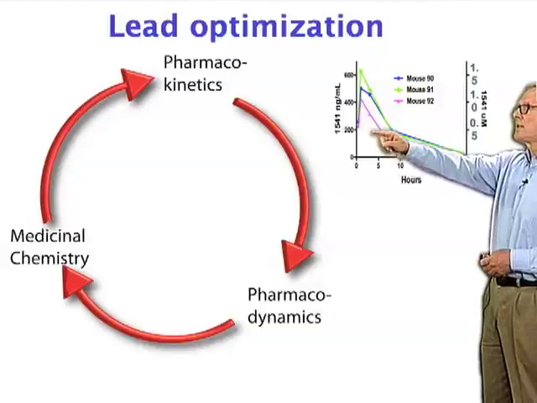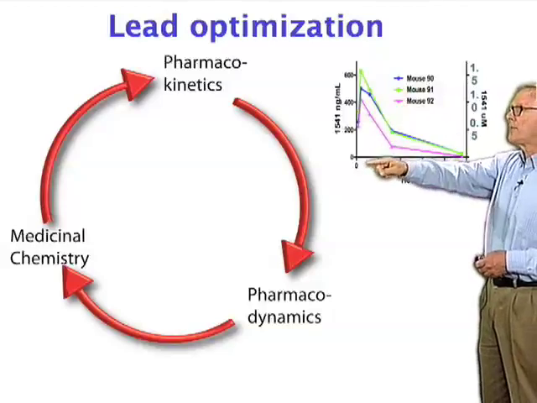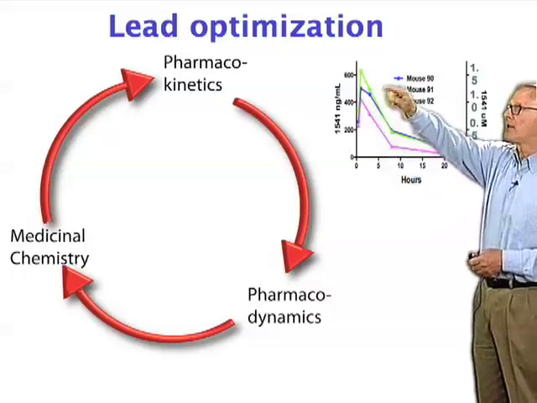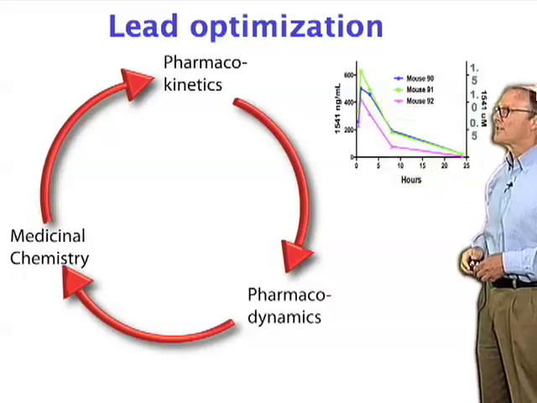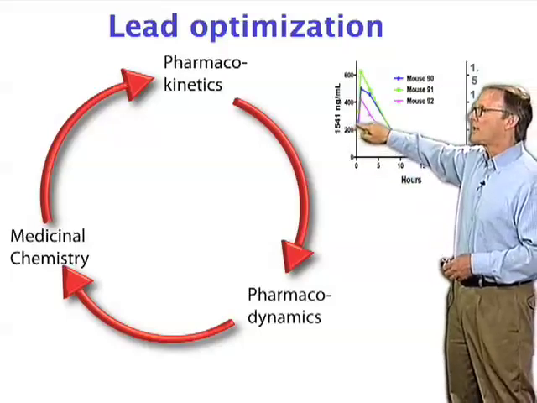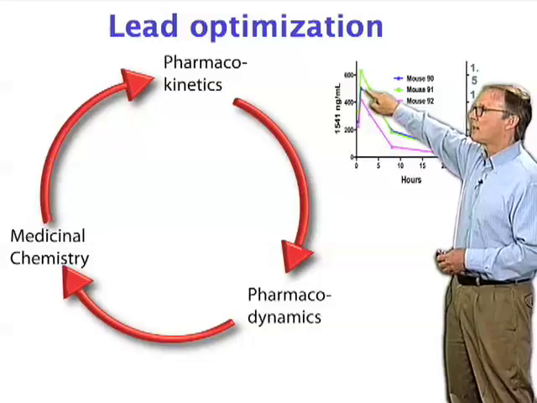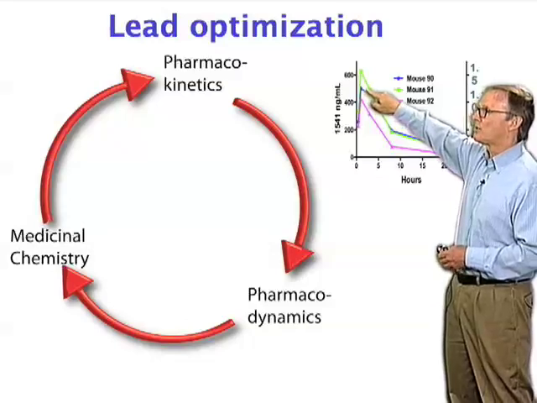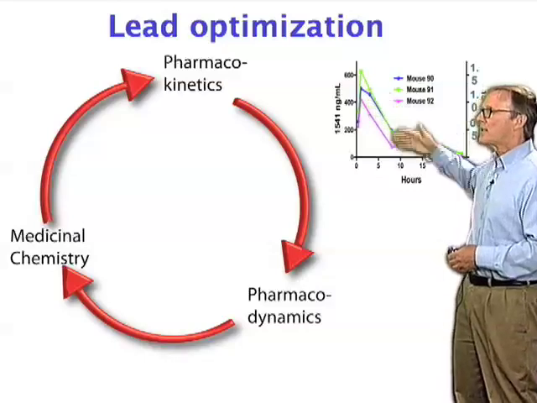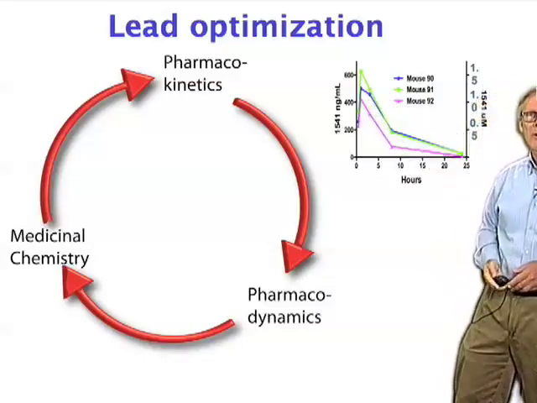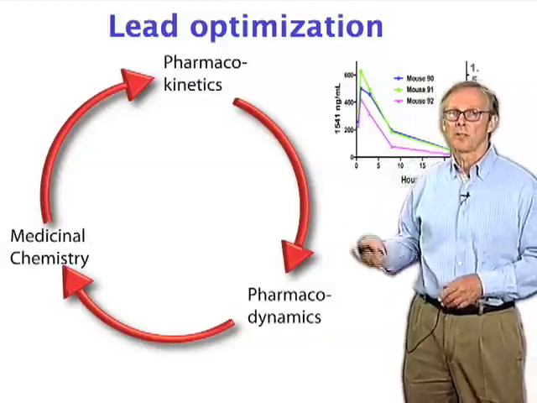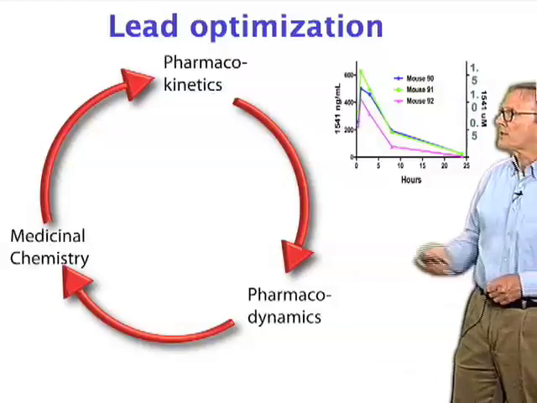In other words, this is time along the x-axis here, and amount of compound that's in an animal along the y-axis. As the compound is injected, you see that there's a rise in the compound levels as it goes into the circulatory system, and then it decays. And this half-life and other parameters are used to judge how well that compound will work in an animal, or how long it will last in an animal.